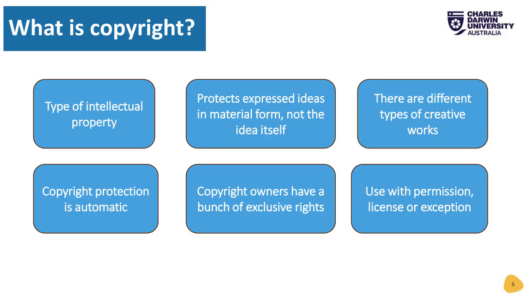What is copyright? It is a type of intellectual property that protects expressed ideas in material form but not the idea itself. There are different types of creative works under copyright. Copyright protection is automatic. Copyright owners have a bunch of exclusive rights and can be used with permission, license, or exception.